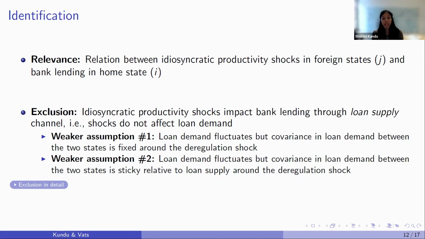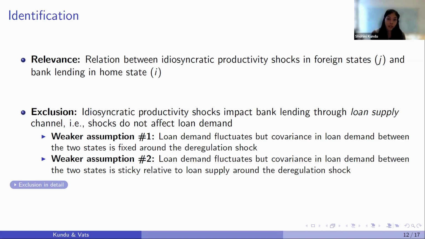And that's a pretty strong condition, but even if this condition is violated, our identification strategy is still valid if either one, loan demand fluctuates, but the covariance in loan demand between two states is fixed around deregulation, or two, if the loan demand fluctuates, but the covariance in loan demand is sticky relative to the loan supply around the deregulation shock. And we consider several challenges to the strong identification assumption and counterfactual scenarios of violation, which I won't go into in the interest of time.